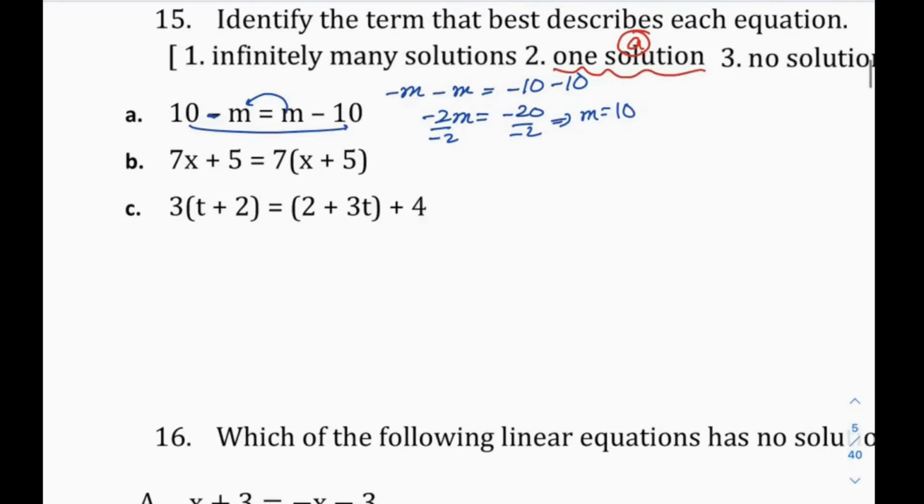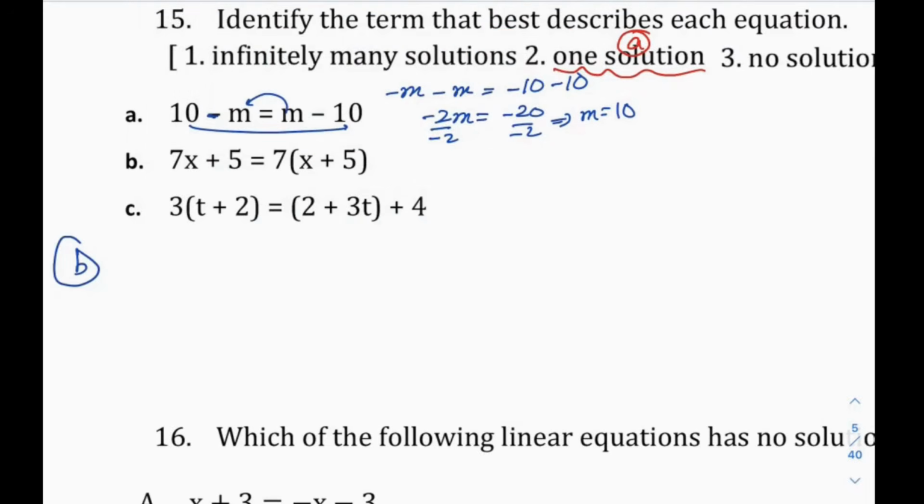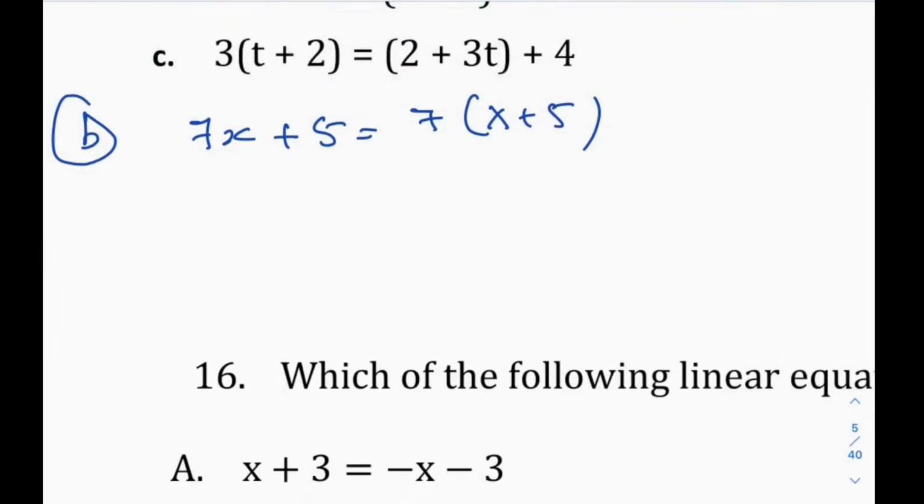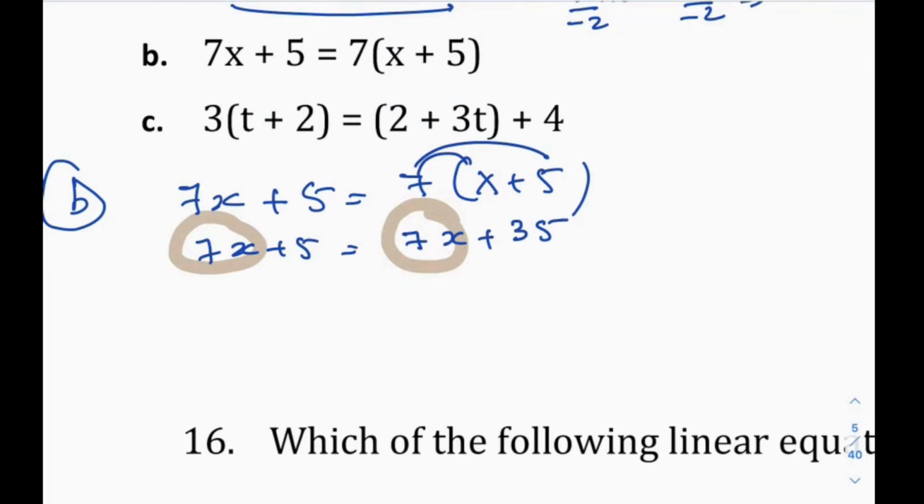So for B, if you take B here, let's solve B here. This was 7x plus 5 equals 7 times (x plus 5) between brackets. Of course, this right-hand side is not equal to the left-hand side because you need to distribute this. And this will be 7x plus 35. As you see here, you notice that there is the same variable, same coefficients in both sides.